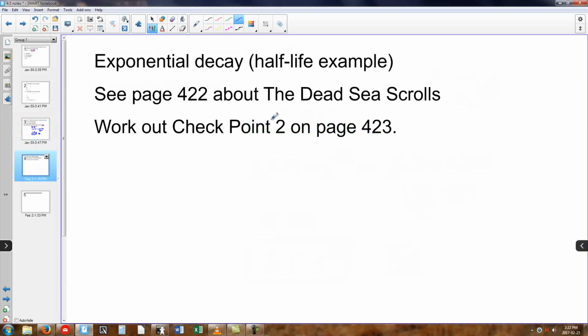The next example we want to look at is on page 422. It talks about the Dead Sea Scrolls. They use carbon-14 dating to decide how old they are. But a lot of that has to do with the decay rate. And so we're going to look at the information we're given.